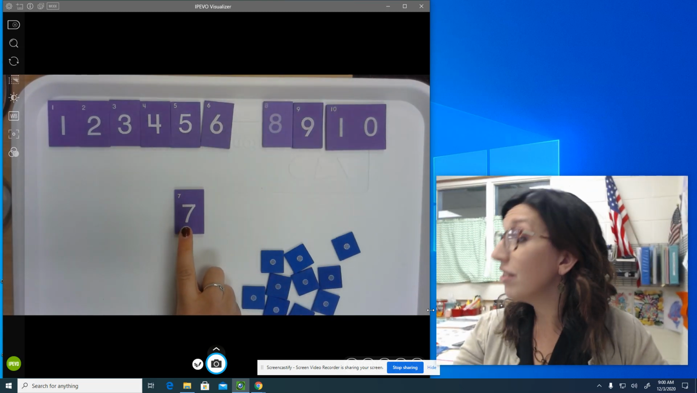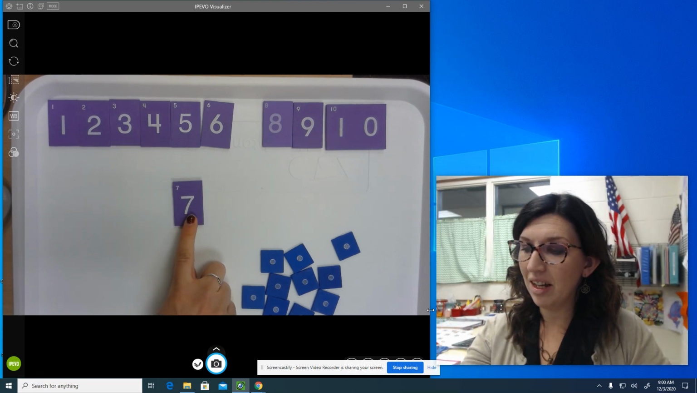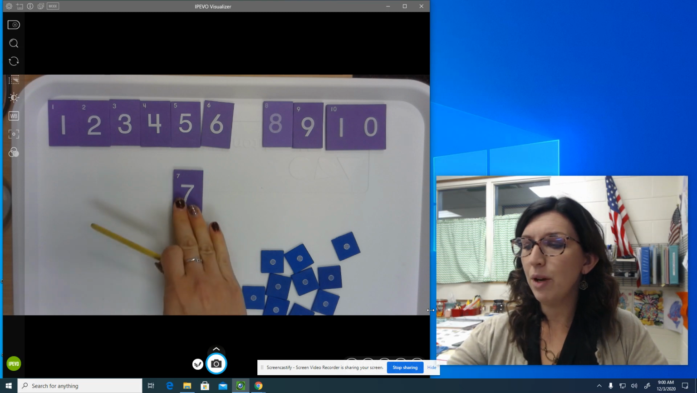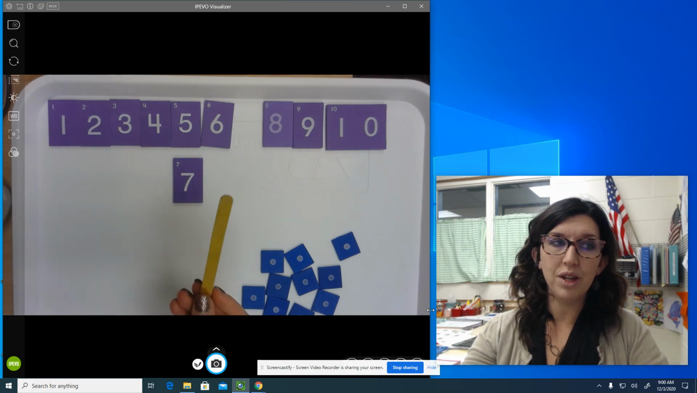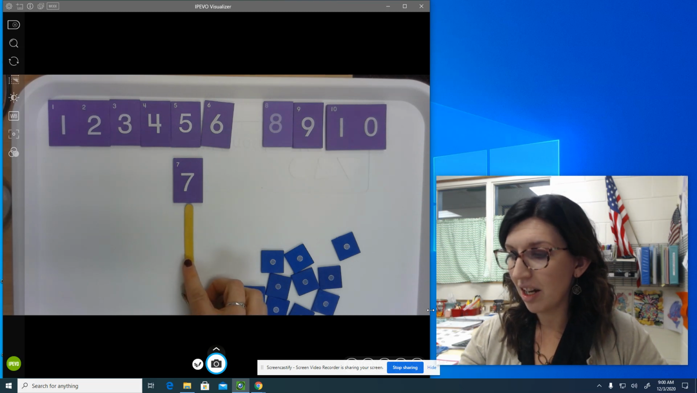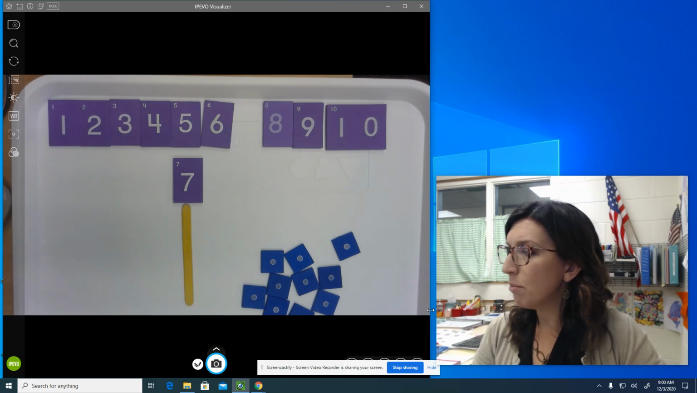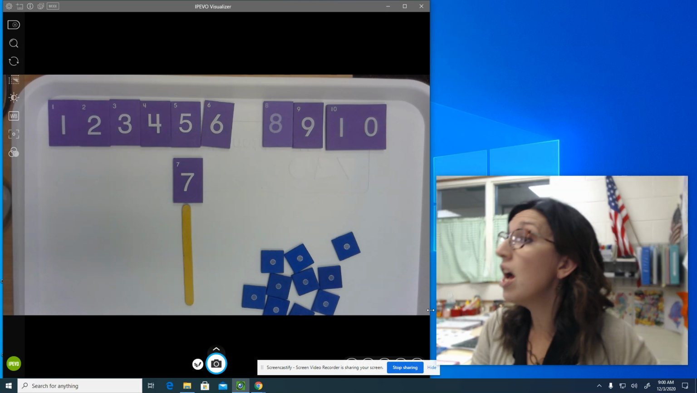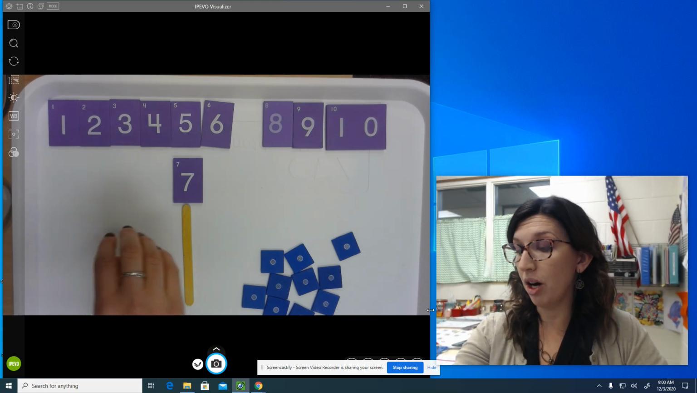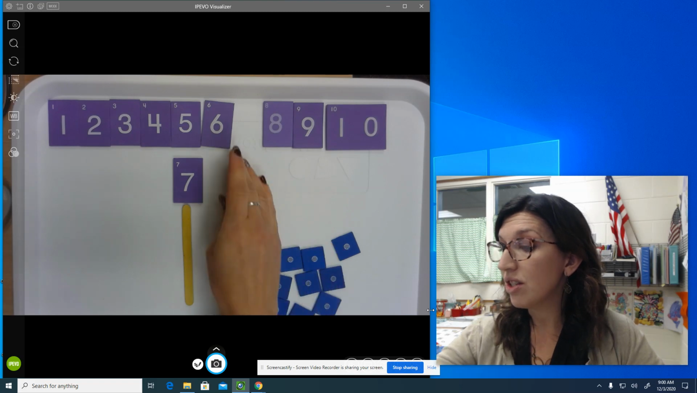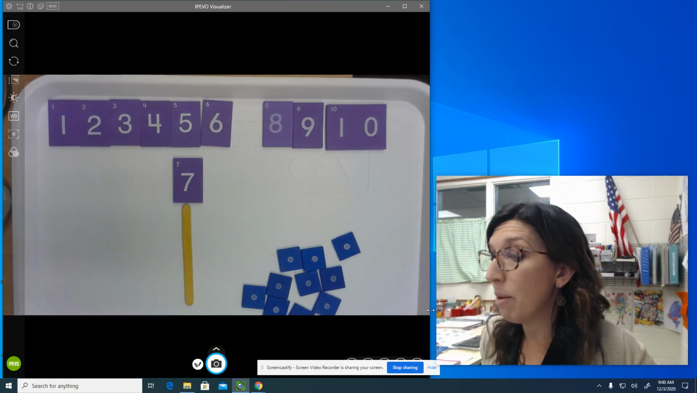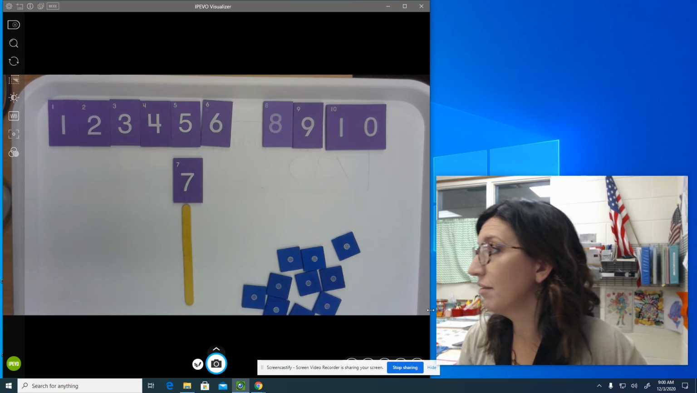Everybody, what number? 7. Yes, 7. There's our 7. And then right underneath our 7, I'm going to put this new math tool that we have that's called a break-apart stick. What is it called? Break-apart stick. And the break-apart stick is how we know which counters go on this side as one group, or one partner, and what counters go on the other side to make up the other partner. The break-apart stick just helps our mind to remember that there's two partners.